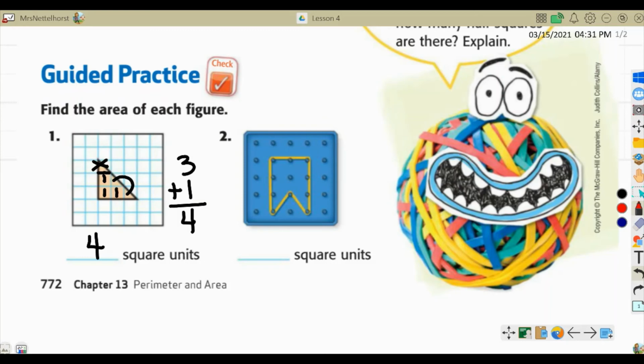Okay, so like I said, trace, connect the dots, stay inside of your figure. Now we're going to count the whole units. 1, 2, 3, 4 whole units, and I have 1 set of half units. 4 plus 1 is 5. So it is 5 square units.